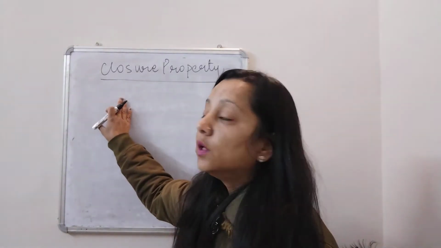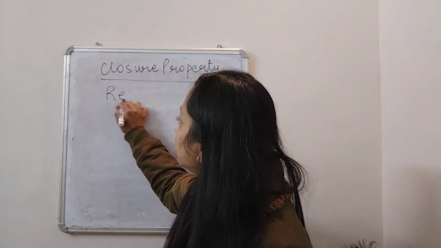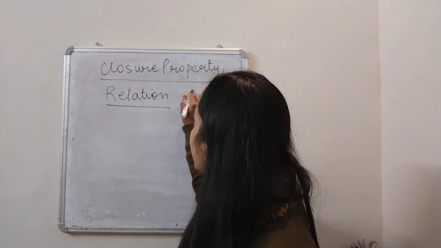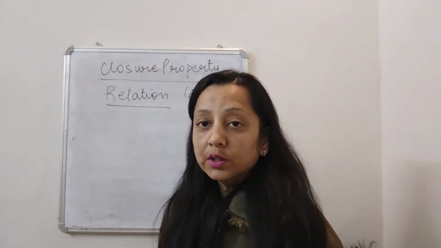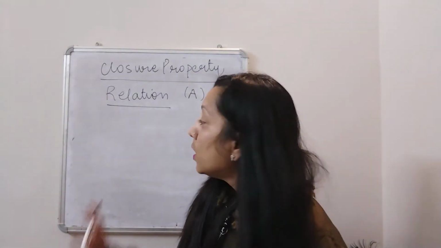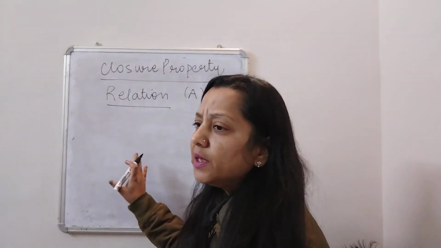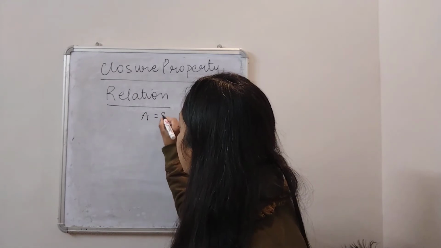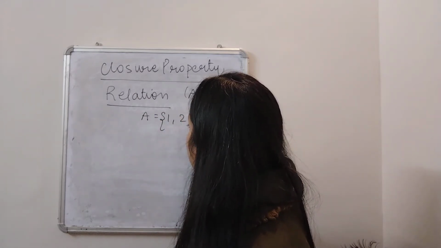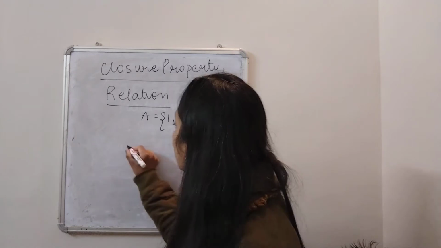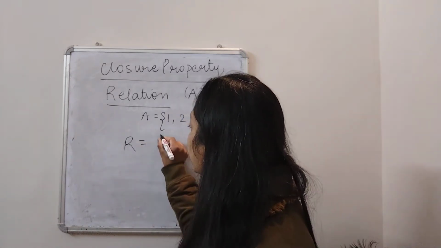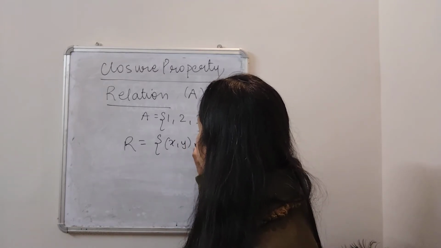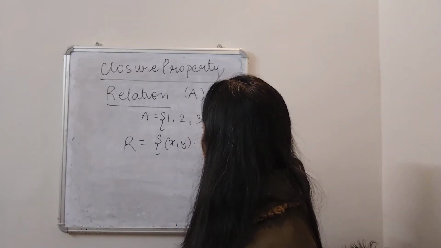So let me start with any relation on a set. If there is a set A, there will be a certain relation on that set. That relation may be on any basis. For example, I say set A is a set of 4 numbers and I want to find a relation such that R is a set of coordinate pairs xy such that x is always greater than y.